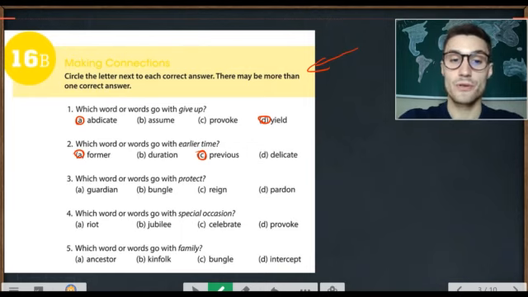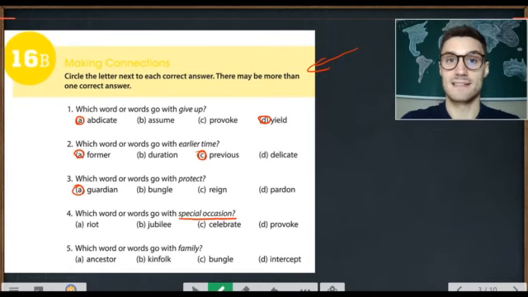Question 3. Which word or words go with protect? A, guardian, B, bungle, C, rain, D, pardon. I can see 1 correct answer. Which word goes with protect? A, guardian.